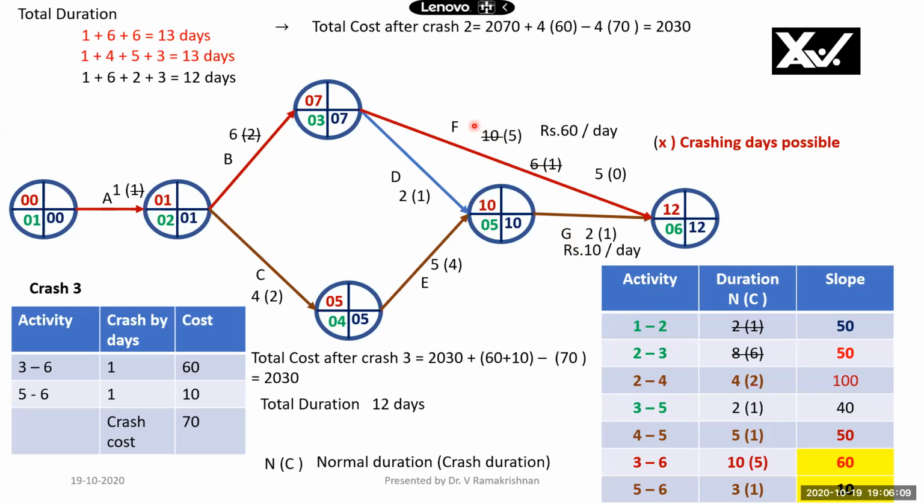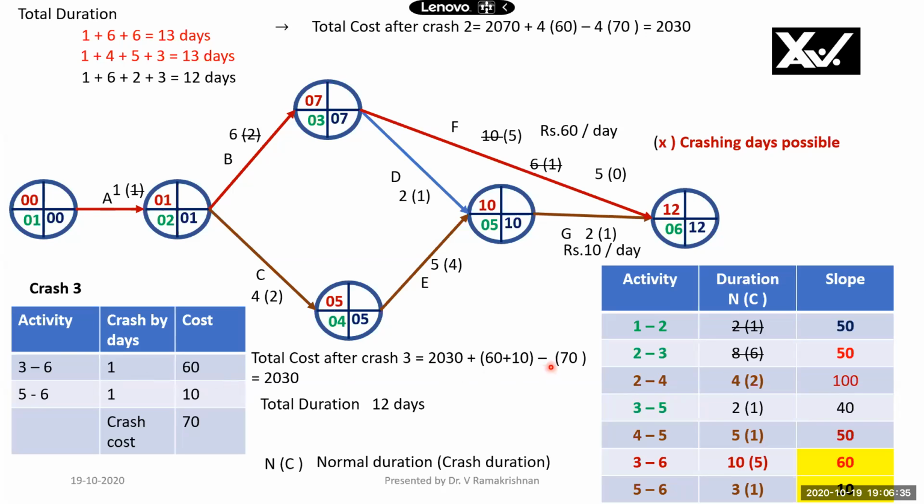So I will reduce activity F by 1 day and activity G by 1 day. Then we will see what the crash cost is. For 3, 6 activity, I have to spend 60 rupees. For 5, 6 activity, for crashing by 1 day, I have to spend 10 rupees as a crash cost. So total crash cost is 70 rupees, whereas I'm saving 70 rupees in indirect cost because the duration is reduced by 1 day.